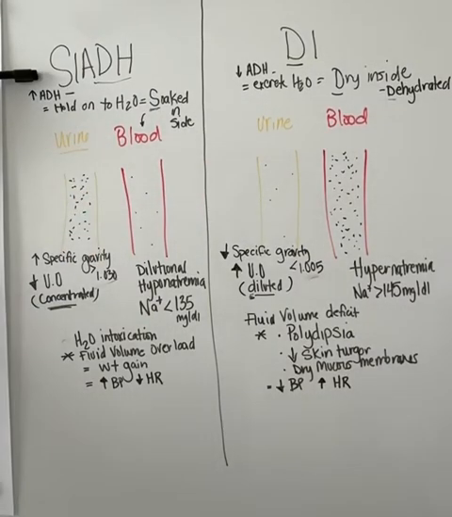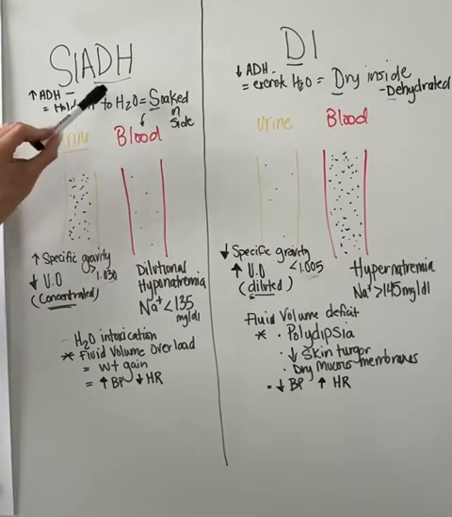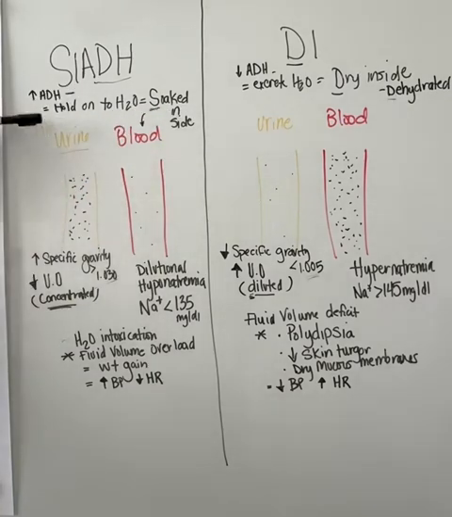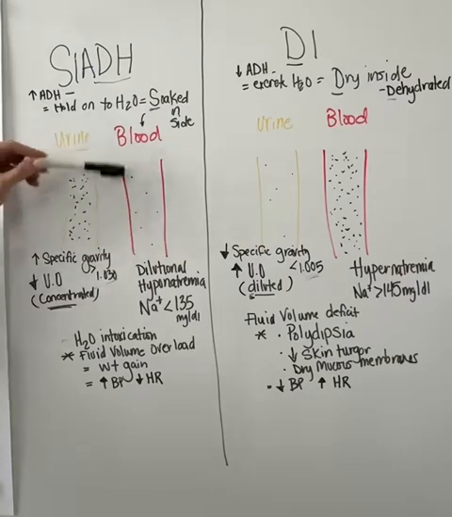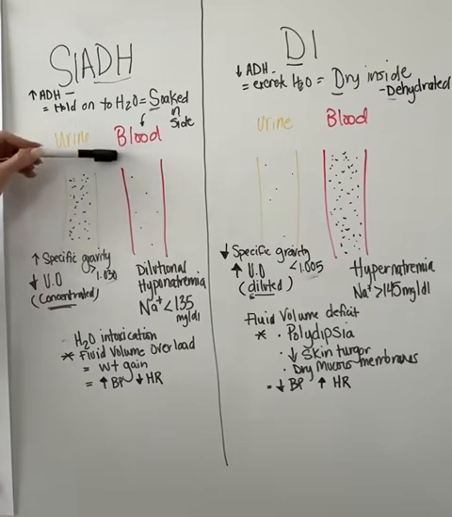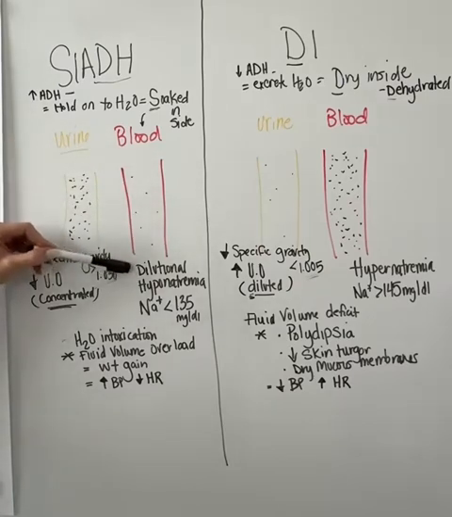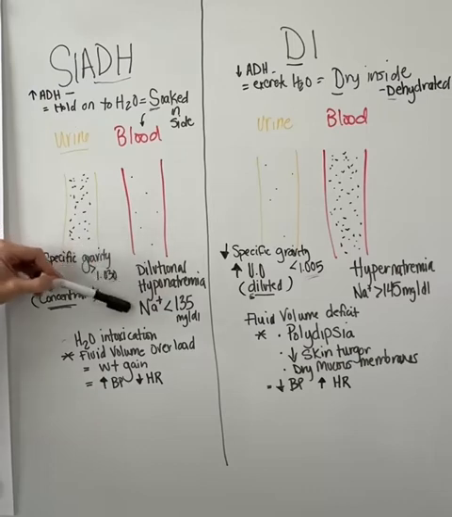Now, first, you have to know that syndrome of inappropriate antidiuretic hormone means you have too much ADH. That means you hold on to water, you are soaked inside. The S for soaked inside is the S in the SIADH, to help you remember that. Now, in the bloodstream, if you have too much fluid, what happens is you become diluted. Your blood becomes diluted with so much fluid, and you get what's called dilutional hyponatremia, so decrease of sodium.